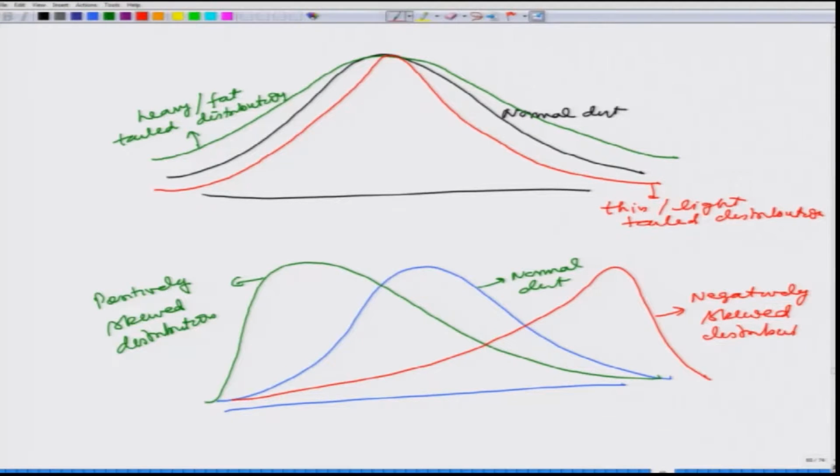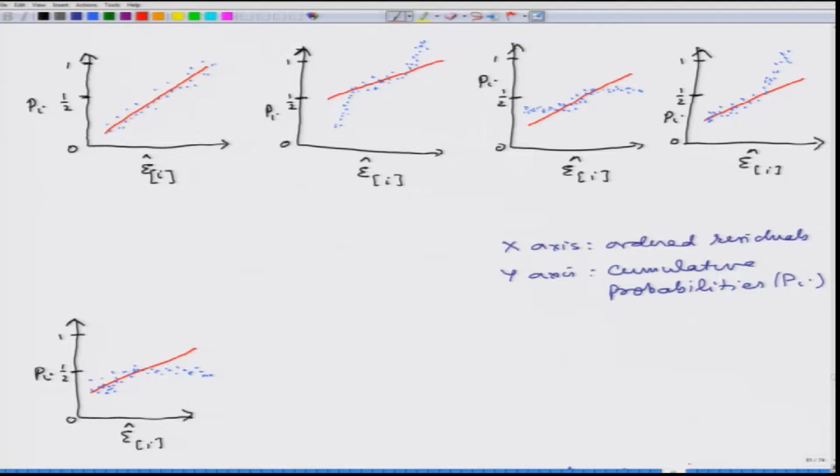Using the QQ plot, we can identify whether the observations are coming from a heavy tail distribution, light tail distribution, or normal distribution. And also we can find out whether the parent distribution is positively skewed, negatively skewed, or symmetric. I have plotted here 5 figures, and I would like to explain how we are going to interpret these things.